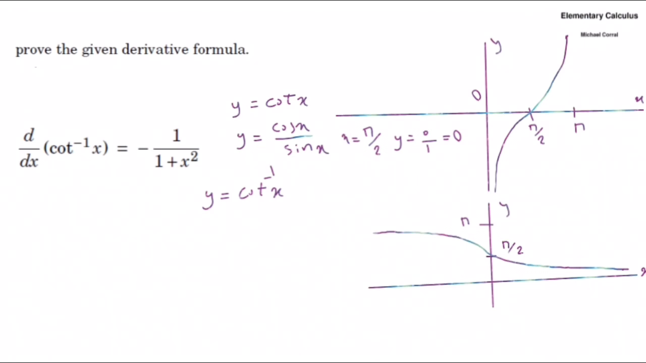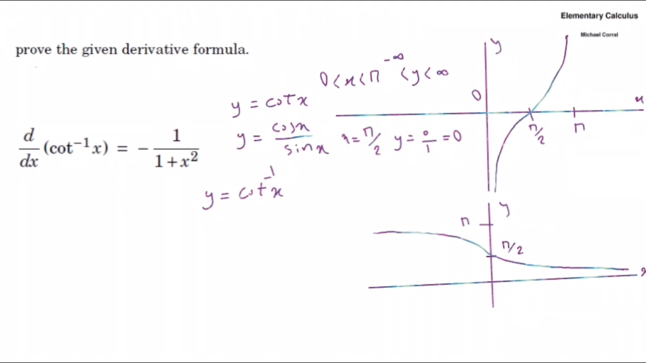And we know that in the function of y equals cotangent x, the domain is x between 0 and pi, and the range is y between negative infinity and infinity, and y includes all the numbers.